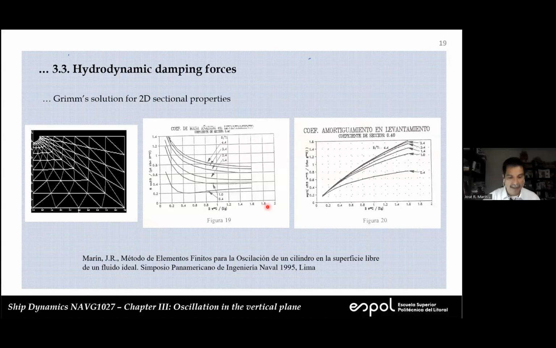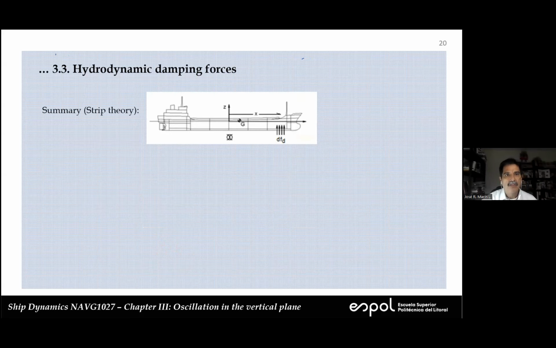So, we have said that this was just an experience that we developed some years ago, applying finite elements in order to solve this problem. And these were the results. Now let's do an example here. But before that, as a summary.